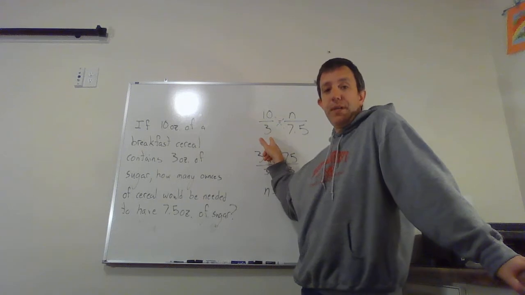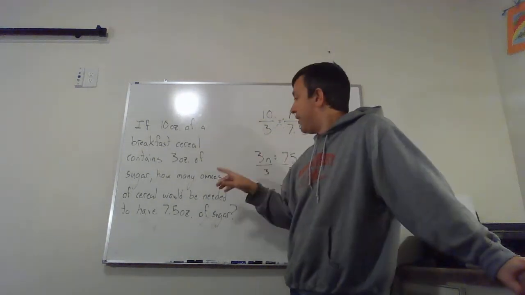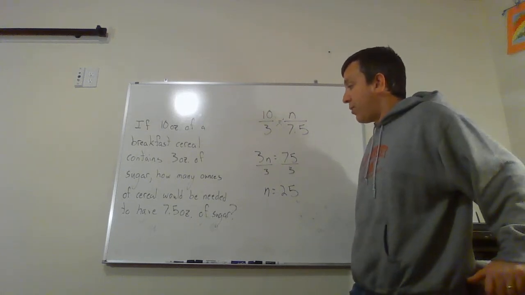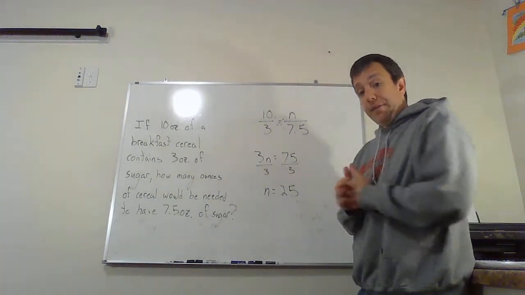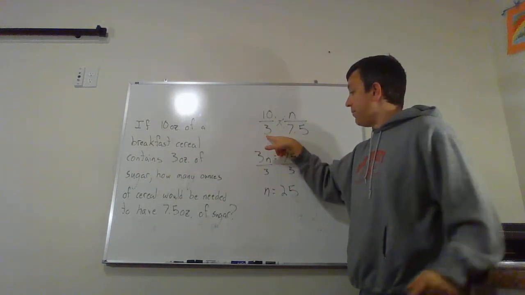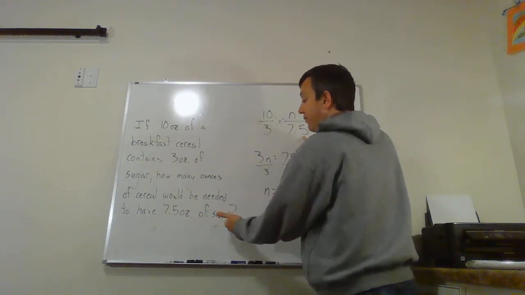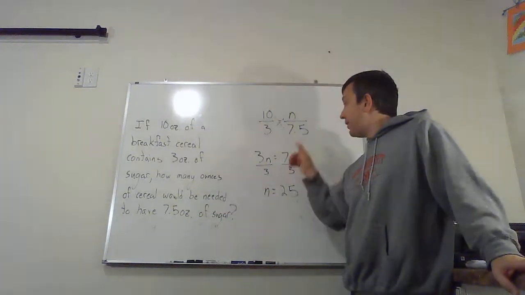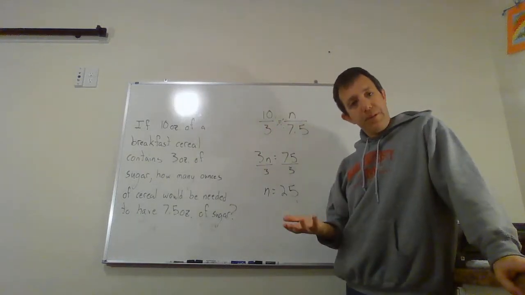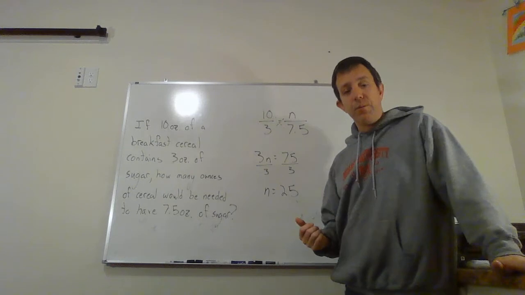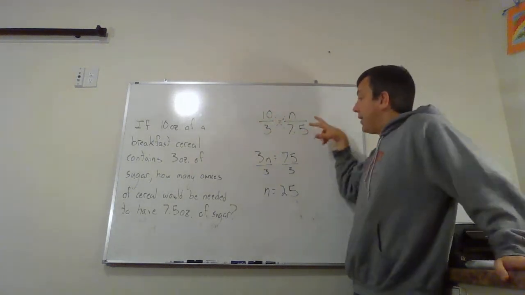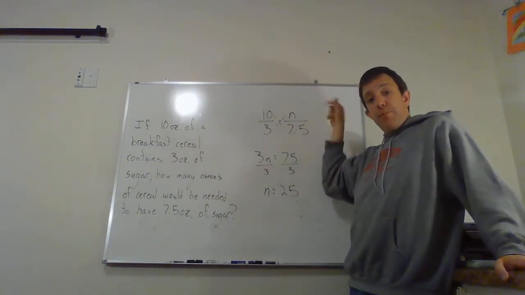So I did 10 over 3, and you can see that here. You can see my second fraction too. So let's read the second part now. How many ounces of cereal would be needed to have 7.5 ounces of sugar? This is where we have to be careful. We know that the 3 was ounces of sugar, and it's on the bottom. So this 7.5, which is also ounces of sugar, needs to go on the bottom. And the ounces of cereal that we don't know goes on the top, where the 10 ounces of cereal were before. Again, if you wrote this fraction the other way, if you had 3 over 10, then that would be fine. You would just flip this one over and have 7.5 over n.